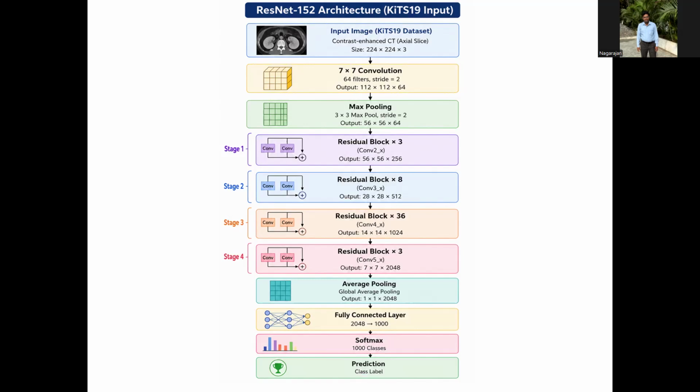Then average pooling is there. The role of average pooling is to convert the feature map into a compact feature vector. Then fully connected layers combine the extracted features for further classification. Then softmax: the role of the softmax layer is to compute the probability for each class. Then prediction is the end. The prediction layer gives the final output, that is whether the given image shows a normal, a cyst or a tumor. So this is the overall simple architecture for better understanding of the ResNet 152 architecture.